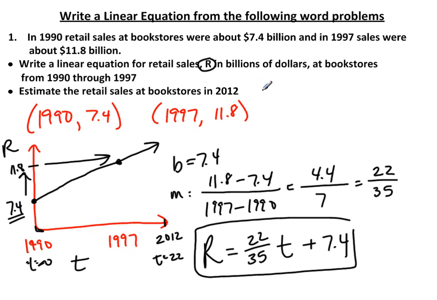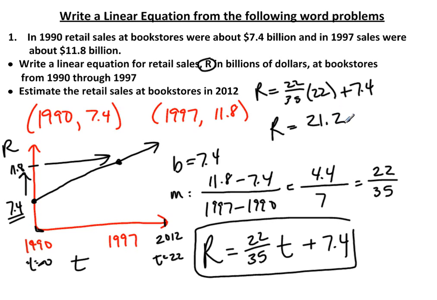So to find out my second problem, my retail sales, I'm just going to go to my equation. I'm going to substitute in 22 for my year, my time, plus 7.4. So I'm just going to type in my calculator, 22 35ths times my 22 years, and add 7.4. So what we get for retail sales is approximately 21.2.